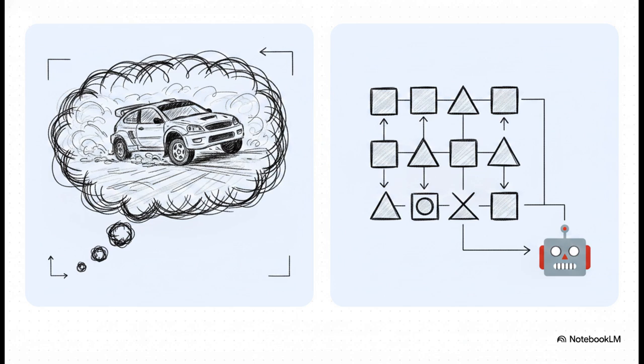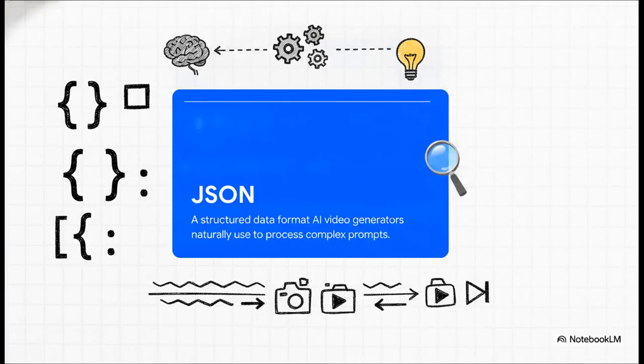If you just type, drifting hard, the AI might literally interpret that as the car physically floating away into the sky. It needs categorical data. What the AI actually craves is highly specific, mathematically categorized, and cleanly structured language. That highly structured format is called JSON.